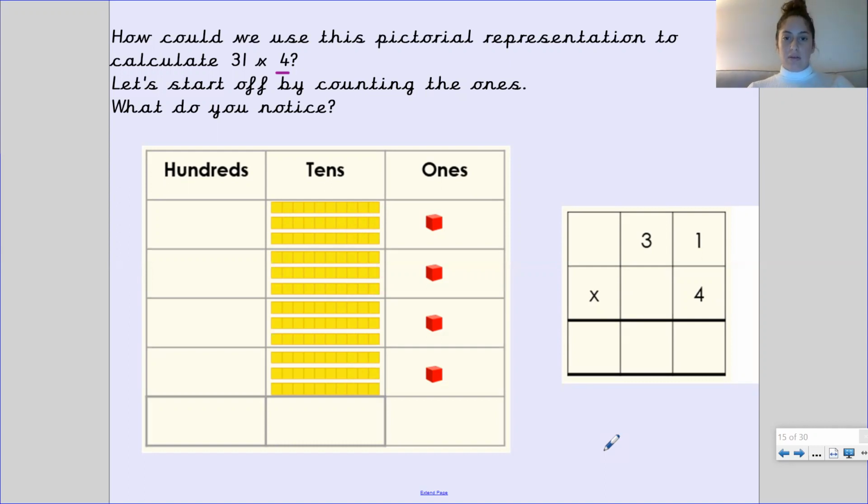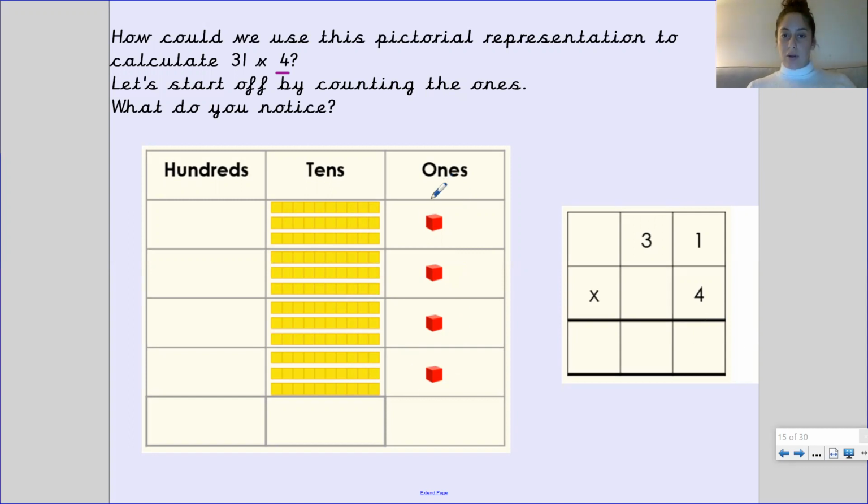Okay, so we start with the ones. I've got 4 times 1, or 4 groups of 1. It's 1, 2 groups, 3 groups, 4 groups. So what is 4 times 1? Let's count it together. 1, 2, 3, 4. 4 times 1 equals 4.